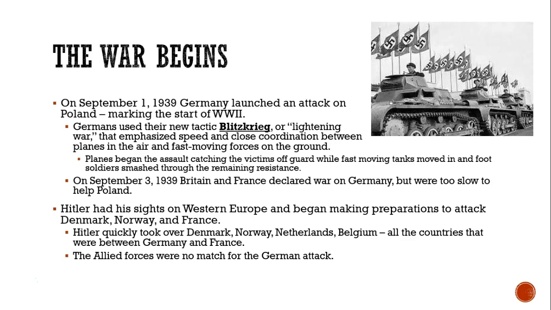Hitler, however, had his sights on Western Europe, meaning France, Denmark, and Norway, and began making preparations to attack them. He quickly was able to take over Denmark, Norway, the Netherlands, and Belgium, all the countries that were between Germany and France. But the Allied forces were no match for the German attack.